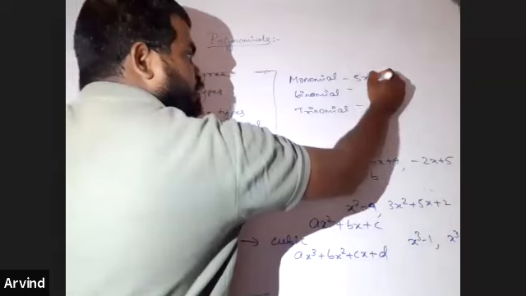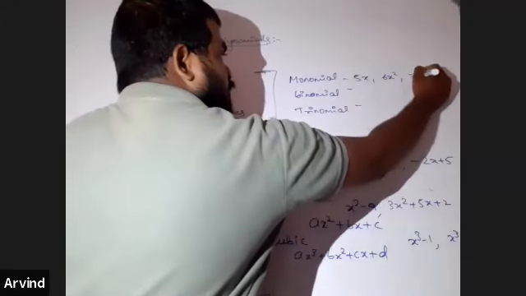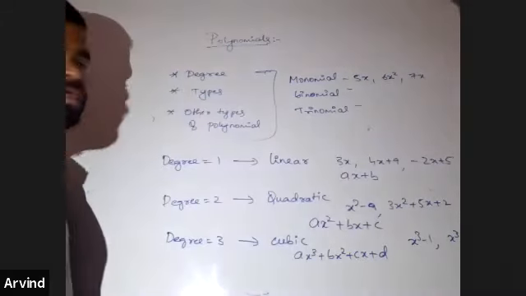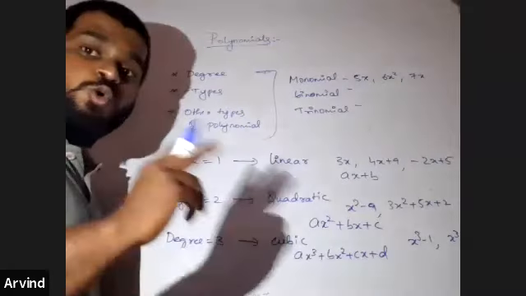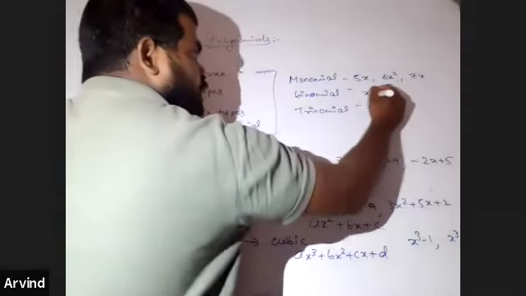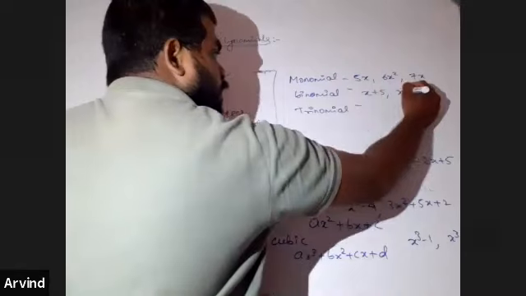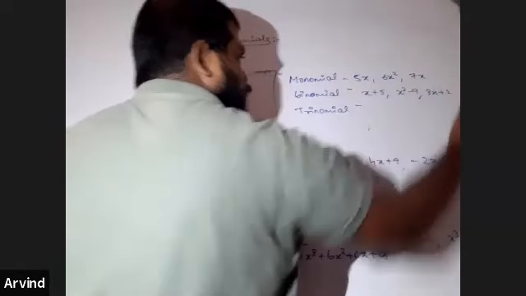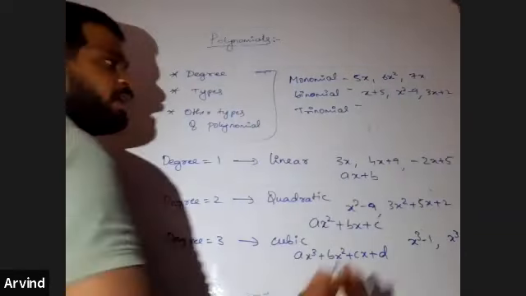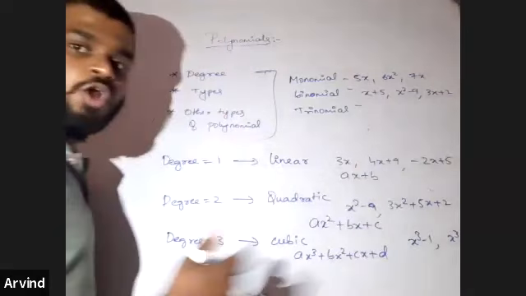So like this, 5x, 6x square, 7x, all these are what? Monomial. Binomial means 2 non-zero terms. Okay, x plus 5, x square minus 9, 3x plus 2, all those stuff. Trinomial means 3 terms, 3 non-zero terms.